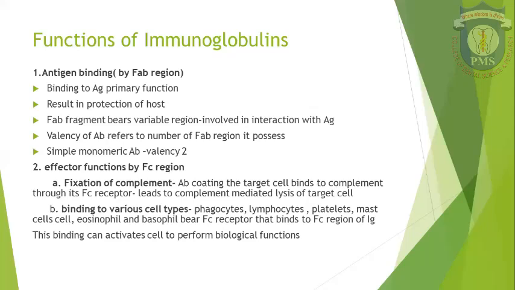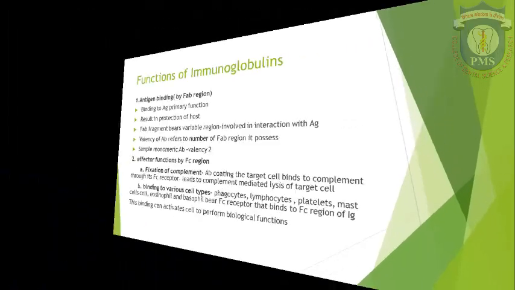The second function is effector function by the Fc region, and it includes fixation of complement and binding of various cell types. An antibody coating the target cell will bind to the complement through its Fc region, and it will lead to complement-mediated lysis of the target cell. Various cell types, such as phagocytes, lymphocytes, platelets, mast cells, eosinophils and basophils, bear Fc receptors that will bind with the Fc region of immunoglobulins. This binding can activate cells to perform biological functions.